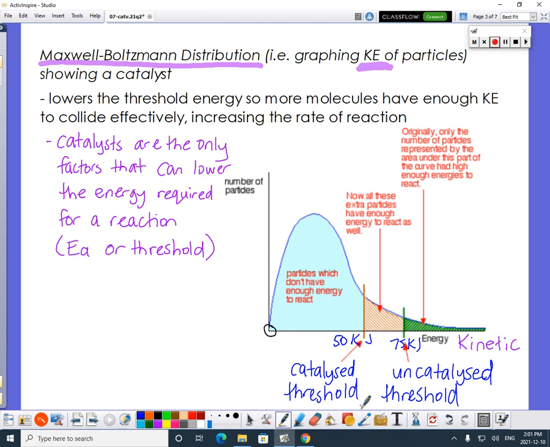So it does say that here. It does say originally, the number of particles represented by this little shaded area under the curve have enough energy to react. And then when you lower the threshold, now all these do as well. When you have more particles colliding effectively, reaction will be faster. Okay?